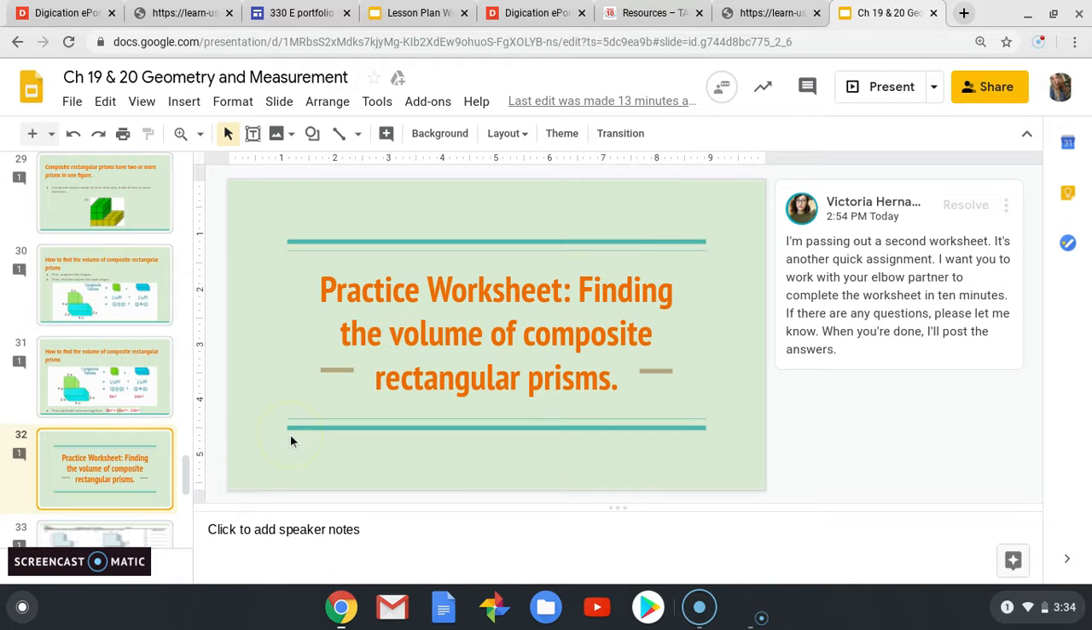And I'm passing out a second worksheet. It's another quick assignment, and I want you to work with your elbow partner to complete the worksheet in 10 minutes. If there are any questions, you guys can let me know, and when you're done, I will post the answers again. I want to see if you guys understand the volume of composite rectangular prisms. Remember, you find the volume of each separately and you add them together.